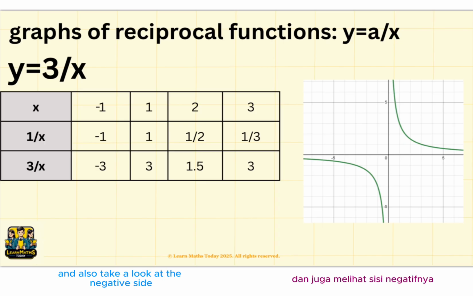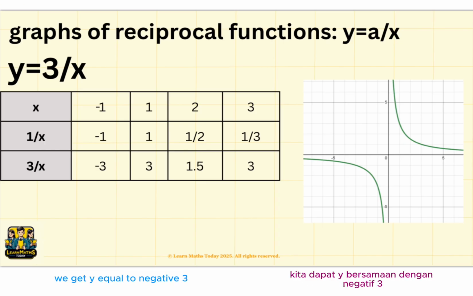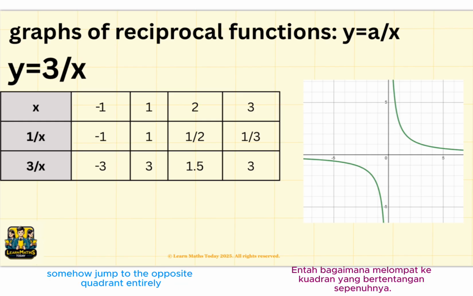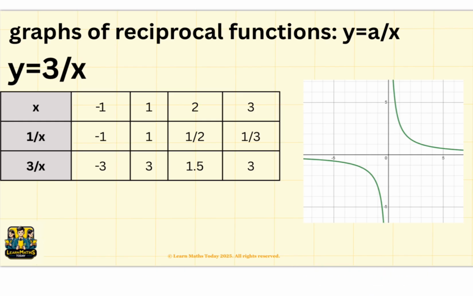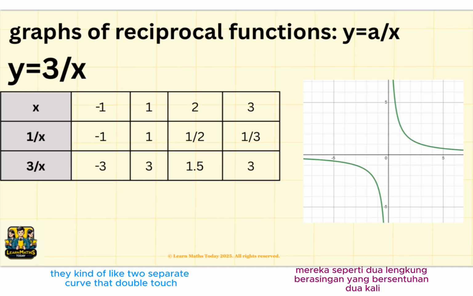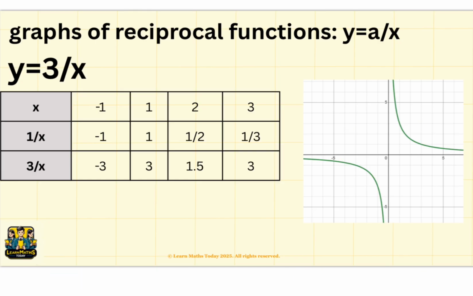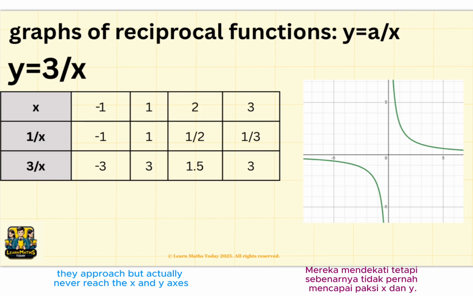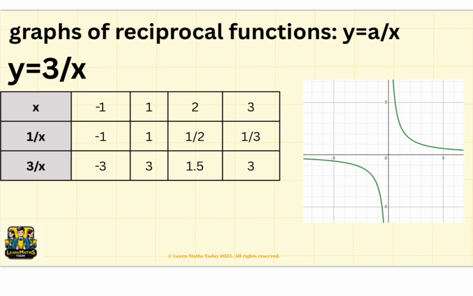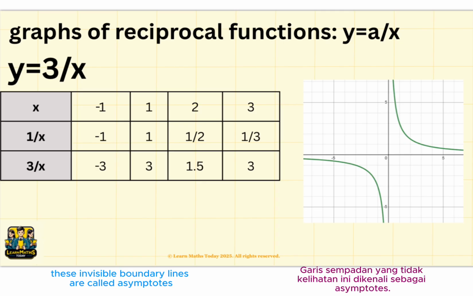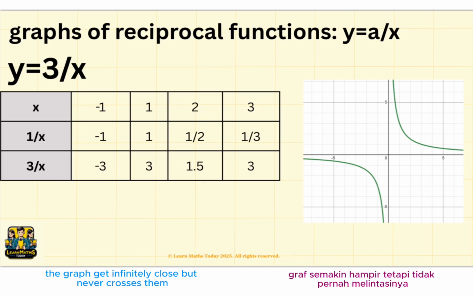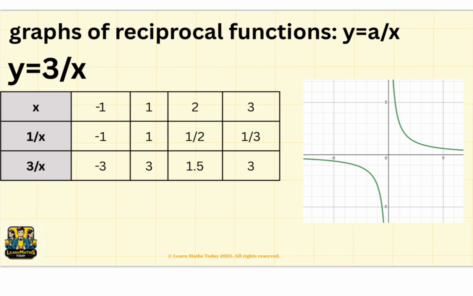And also take a look at the negative side. When x = -1, we get y = -3. The graph somehow jumped to the opposite quadrant entirely. When you look at the actual graph, they're like two separate curves that never touch. They approach but never reach the x and y axes. These invisible boundary lines are called asymptotes. The graph gets infinitely close but never crosses them.